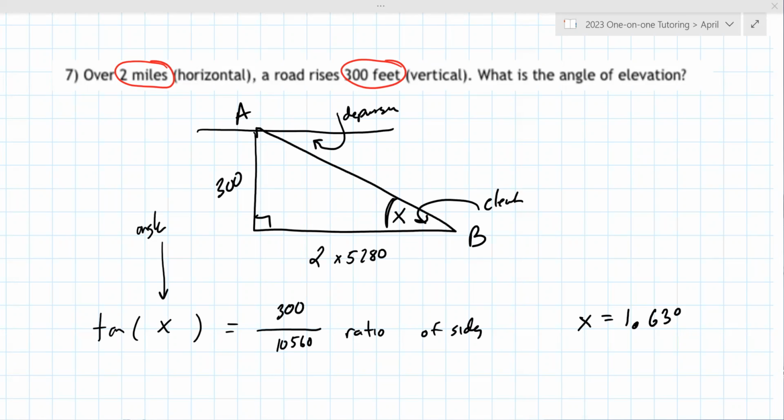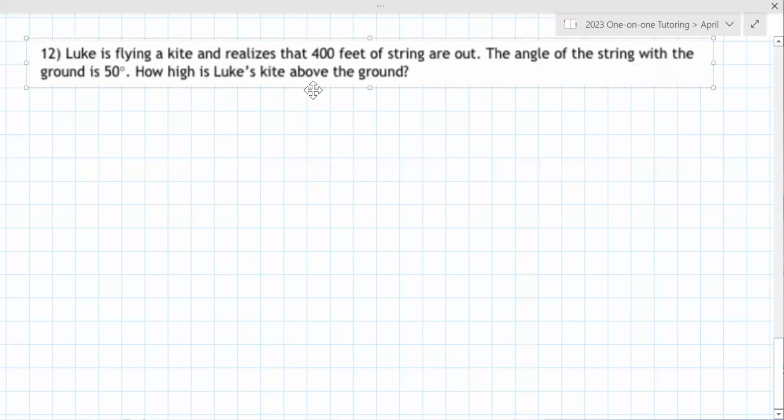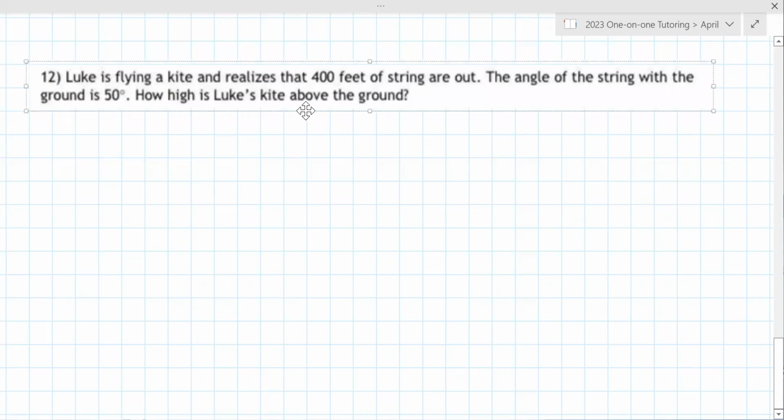This one's a little bit awkward, especially if you've never flown a kite before. That's why I want to do it with you. Are you a kite flyer? No. Me either. But I've seen them at the park. They're kind of fun to watch.